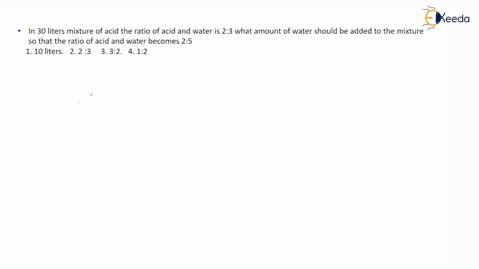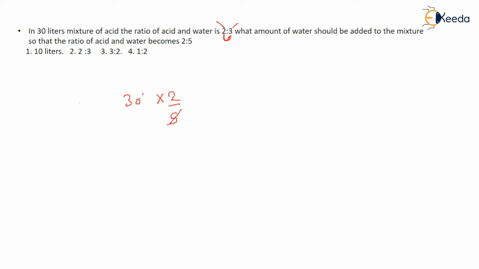Okay, so here is a question. In a 30-liter mixture of acid, the ratio of acid and water is 2 to 3. Okay, so in 30 liters, the ratio of acid and water is 2 to 3. What amount of water should be added to the mixture so as to make the ratio of acid and water 2 to 5? So you know that out of those 5 parts, 2 parts are acid and 3 parts are water. So you can find out the quantity of acid from the total 5 parts.